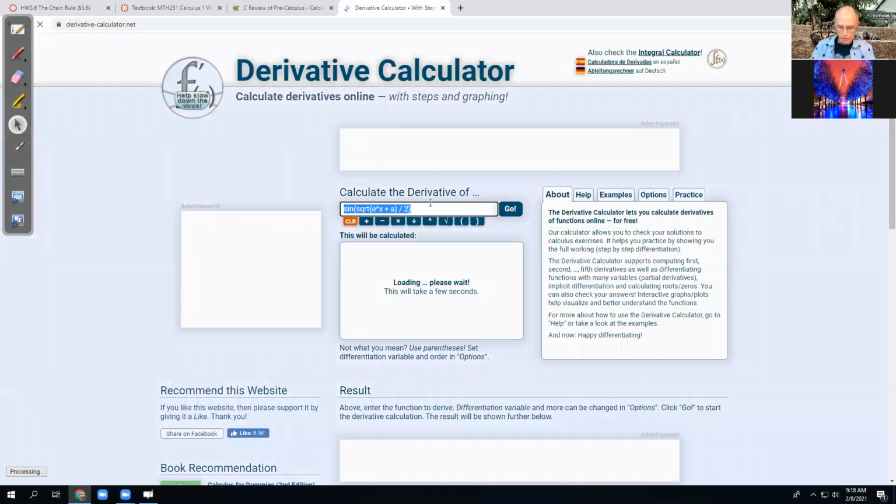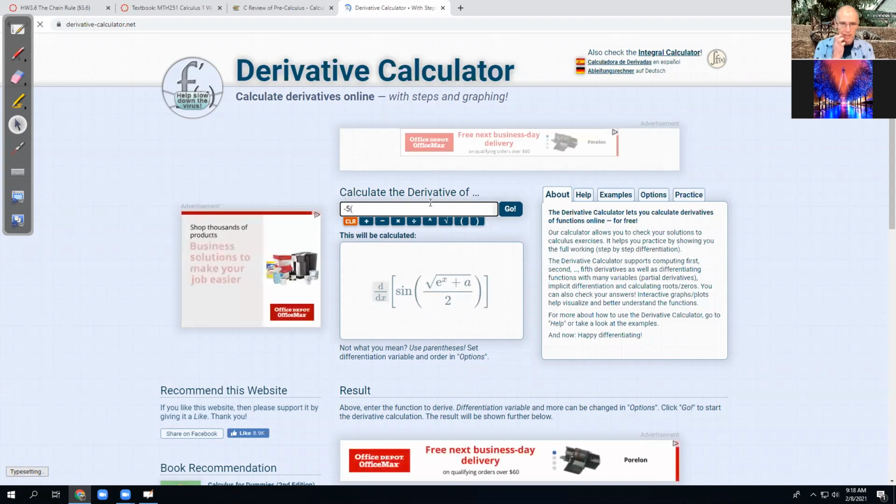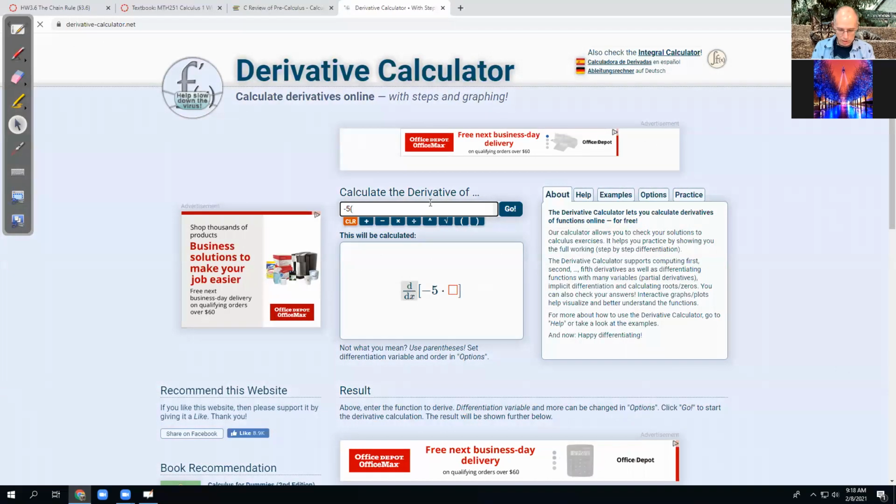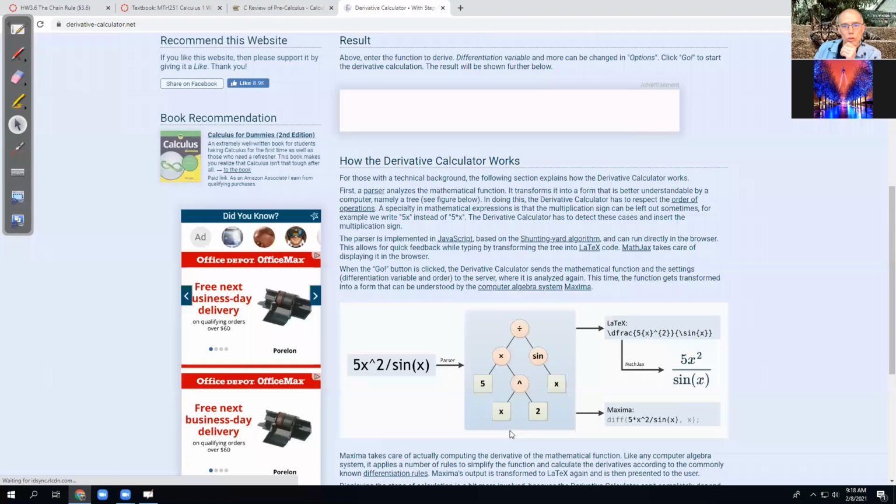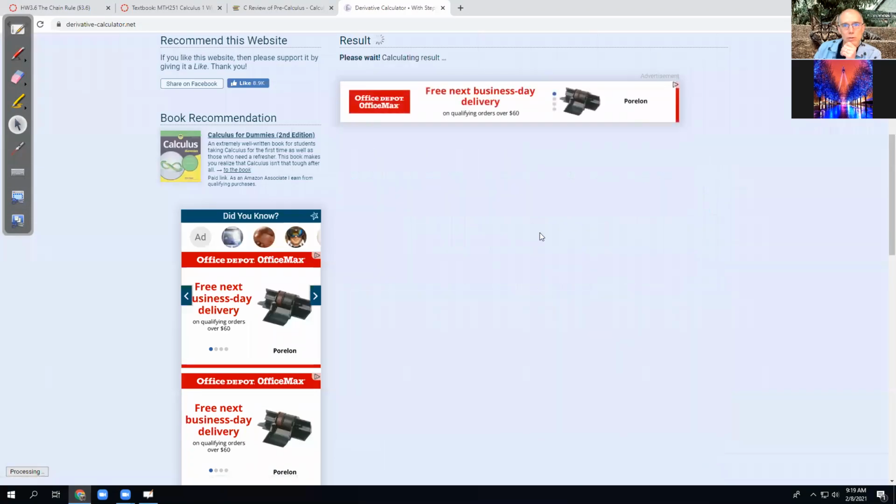Just plug in your function, -5, and you got to enter it in a way that it can read it. So that can be sometimes tricky. So I'm going to do parentheses, sine of -9 x raised to the 6th, and then close the sine, and then I wrap the sine in parentheses so that I can square it. And then it rewrites it down here. So that looks correct. And then I just hit go.